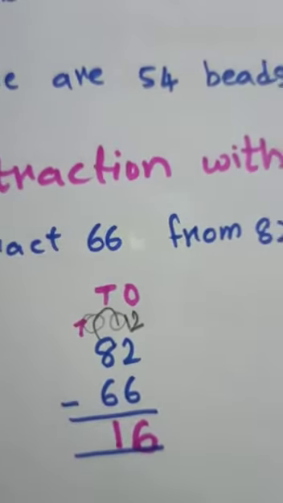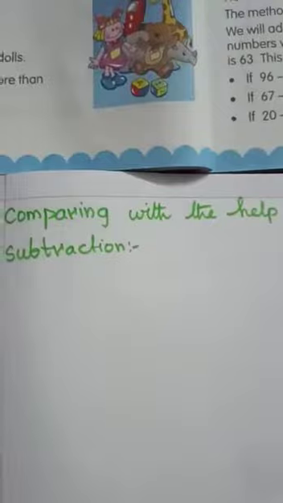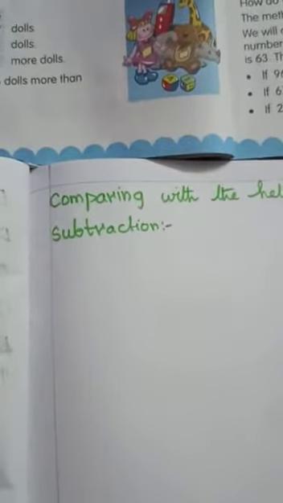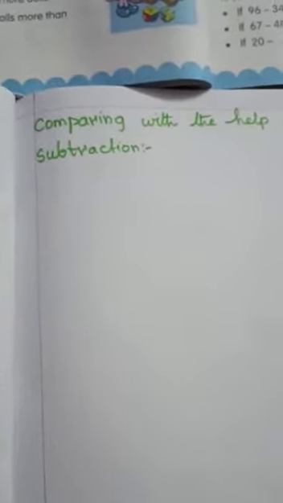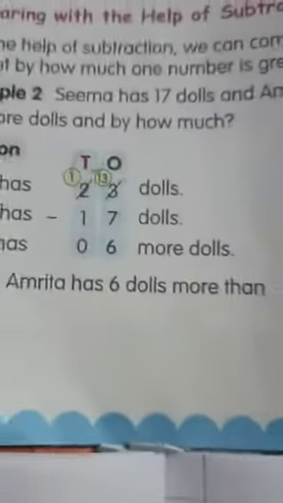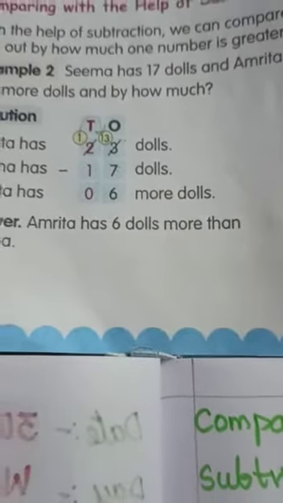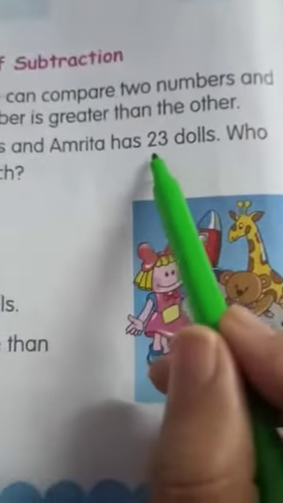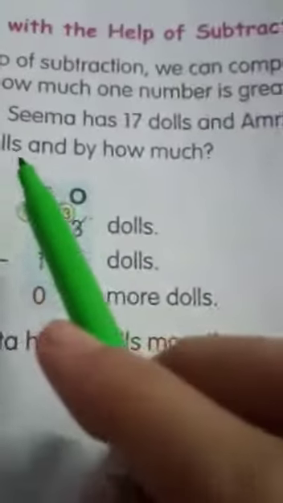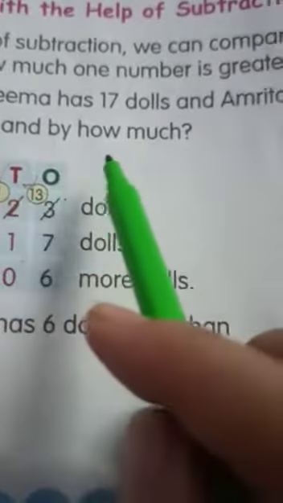Okay. Let's start comparing with the help of subtraction. With the help of subtraction, we can compare two numbers and find out by how much one number is greater than the other. Now example, you can see Seema has 17 dolls. Seema has 17 dolls and Amrita has 23 dolls. Who has more dolls and by how much?